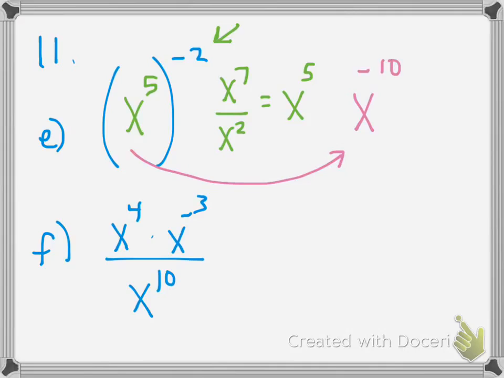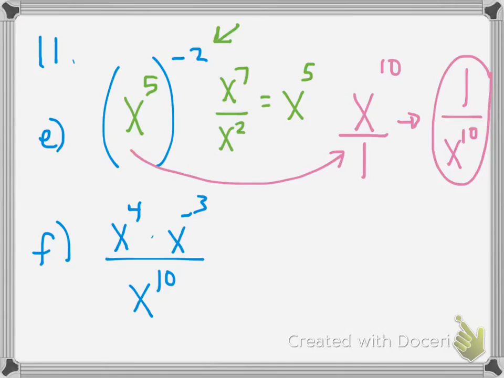Your final answers cannot have a negative exponent. How do you get rid of a negative exponent? If this were to the positive 10th, this would be my answer, but it's not. It's to the negative. So you take the positive exponent. If it's not a fraction, put it over 1, and you find the reciprocal of that. So it's 1 over x to the 10th.